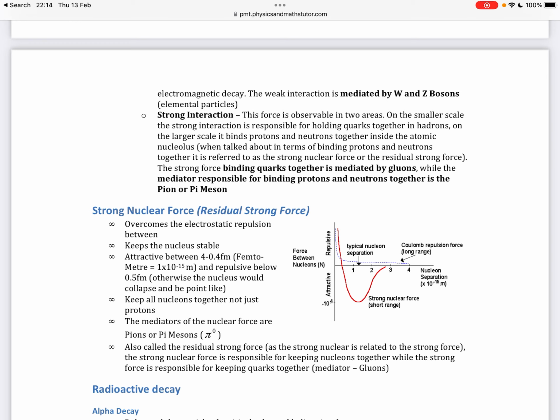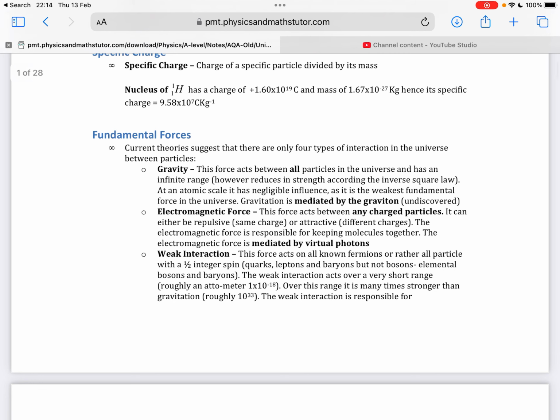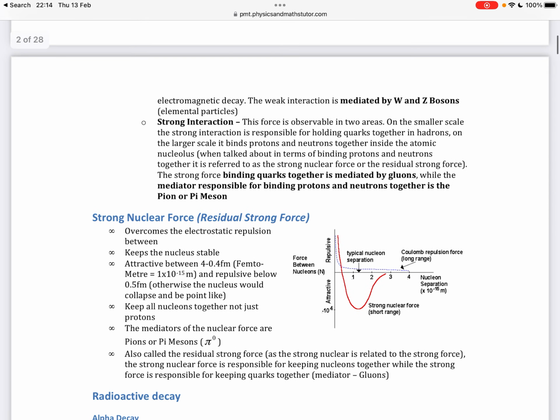And the last type is the strong interaction. So we have weak interaction, strong interaction, gravity, electromagnetic force. The strong interaction is observable in 2 areas. On the smaller scale, it is responsible for holding quarks together in hadrons. On the larger scale, it binds protons and neutrons together inside the atomic nucleus. When talked about in terms of binding protons and neutrons together, it's referred to as the strong nuclear force or the residual strong force.